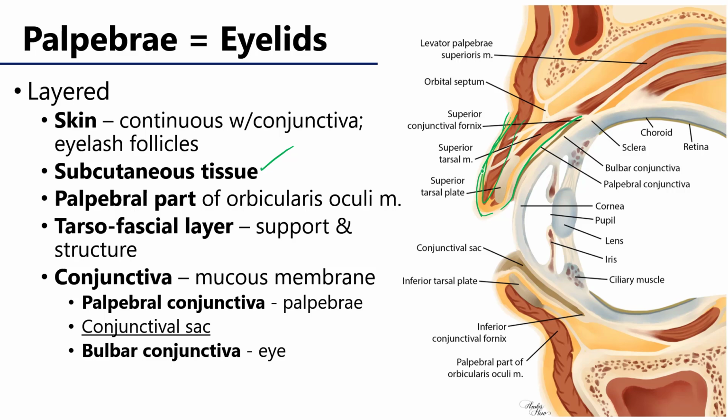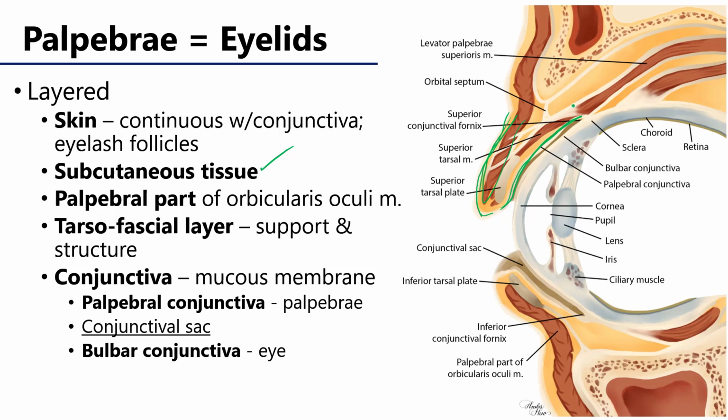Then we have a tarsofascial layer. The tarsofascial layer consists of more dense connective tissues, as we'll see. And this gives a lot of structure and support to the eyelids. And then finally, the deepest layer is that palpebral conjunctiva.